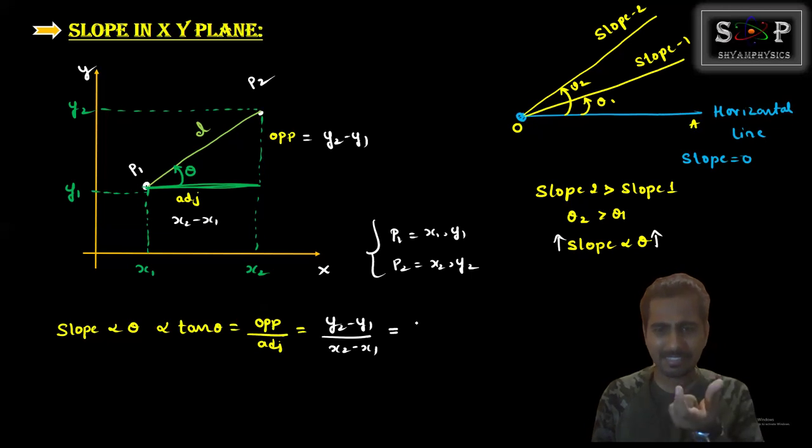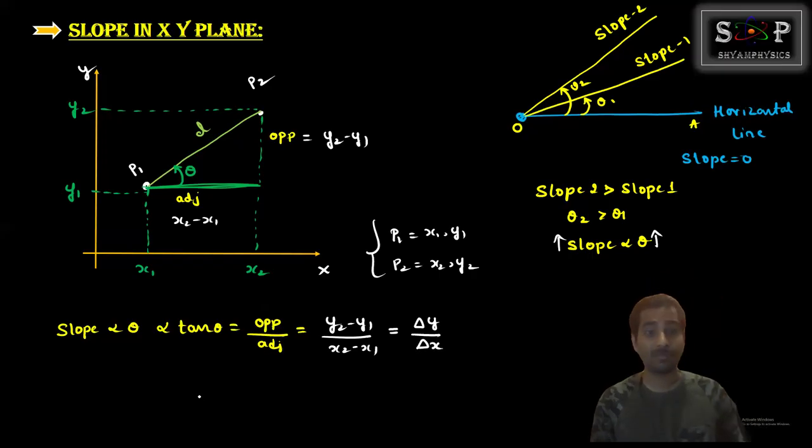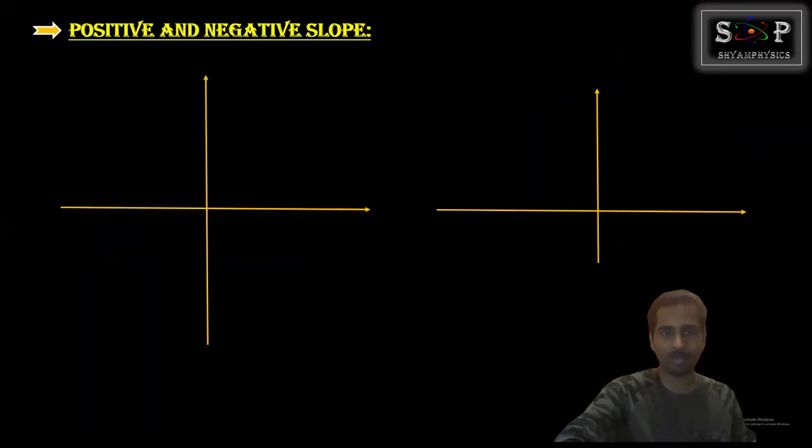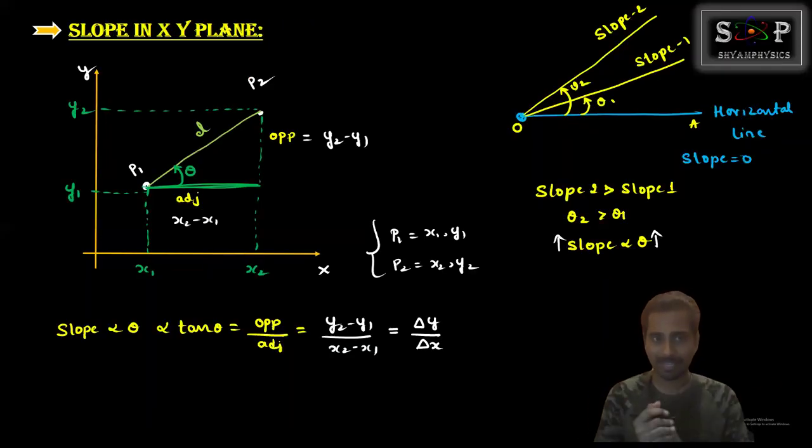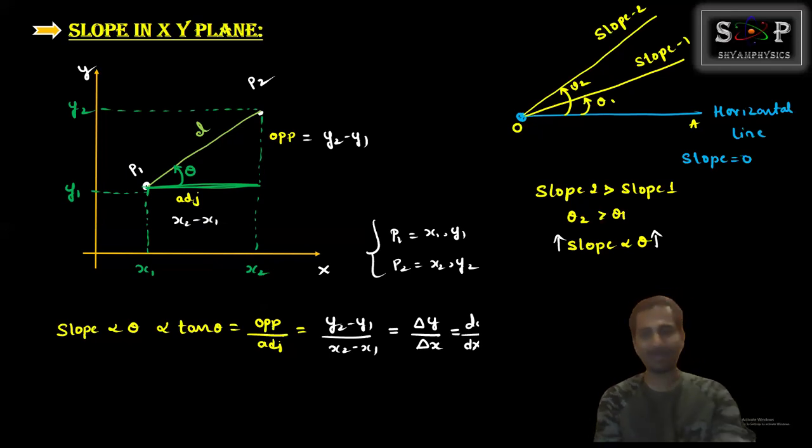This is a change. Change can be written as delta y by delta x. Simple. If the change is very small, then this delta y by delta x can be written as dy by dx. Okay, these are all our formulas for slope itself.